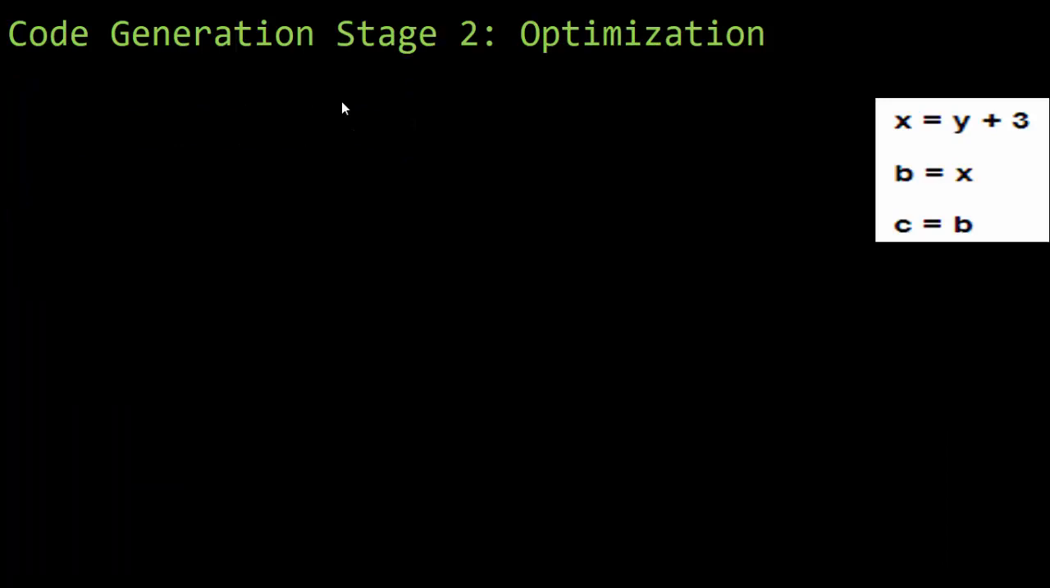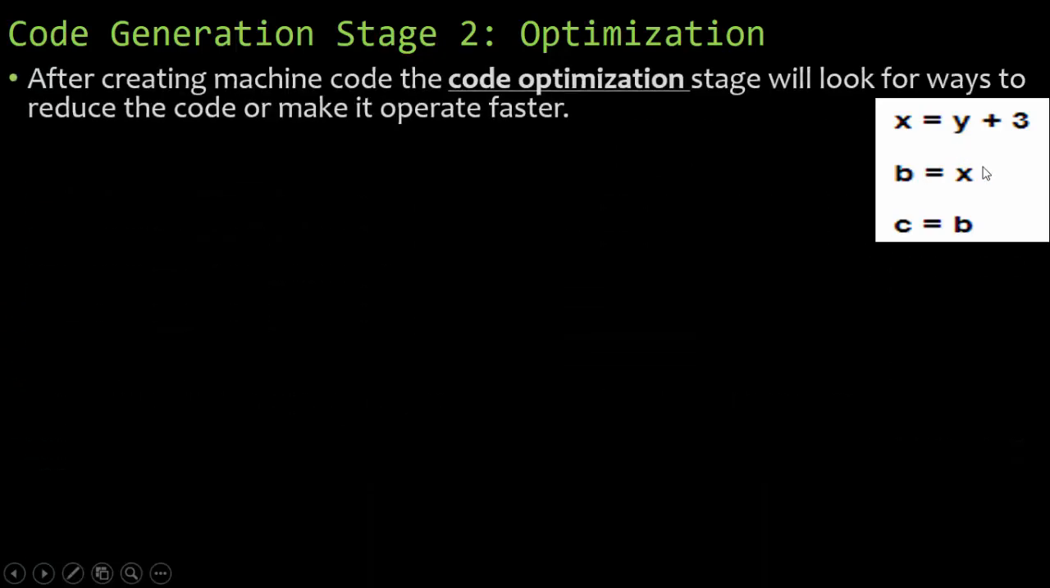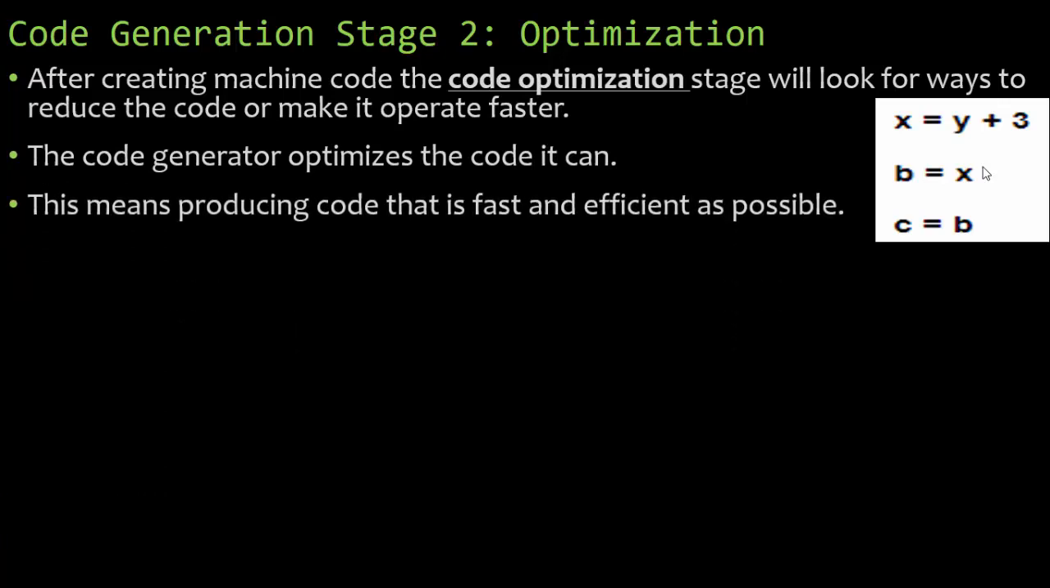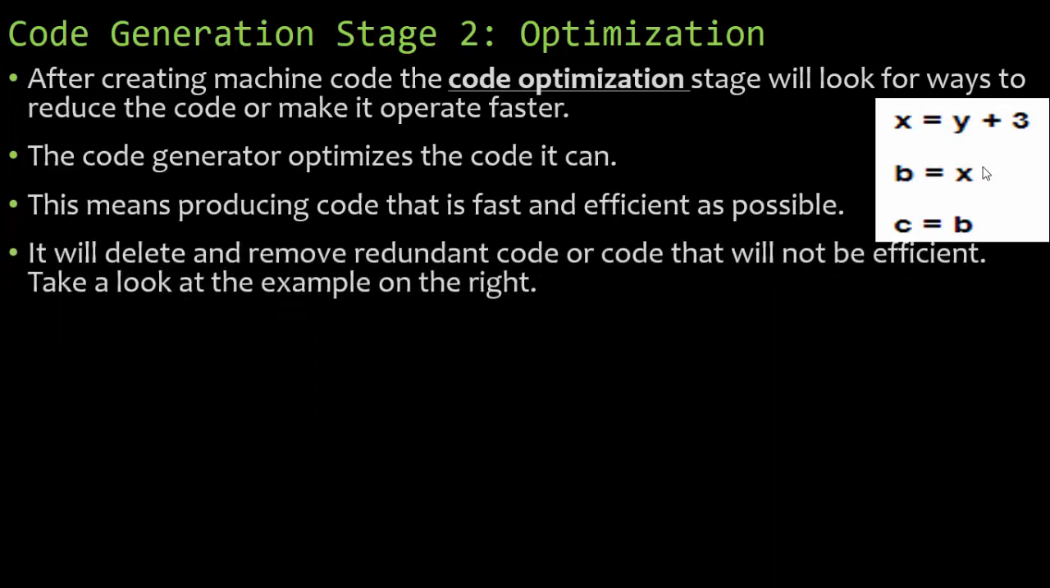But there's something else that it does during this code generation stage, which is optimization. We'll take a look at this example here in a minute. So after creating machine code, the code optimization stage will look for ways to reduce the code or make it operate faster. This means it will do the best that it can, but this means it may make it more efficient than what you have made it. The code generator optimizes the code it can the best that it can. This means producing code that is fast and efficient as possible. It will delete and remove redundant code or code that will not be efficient.